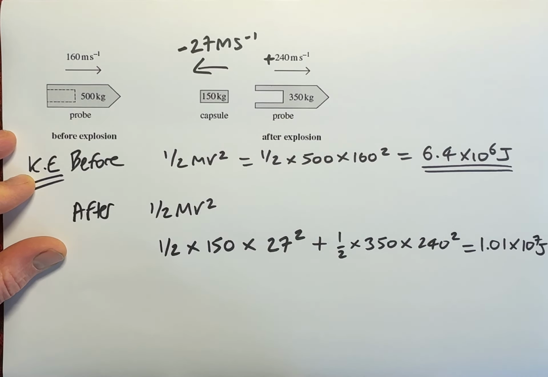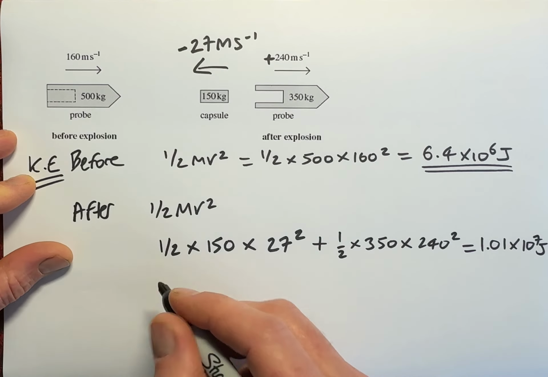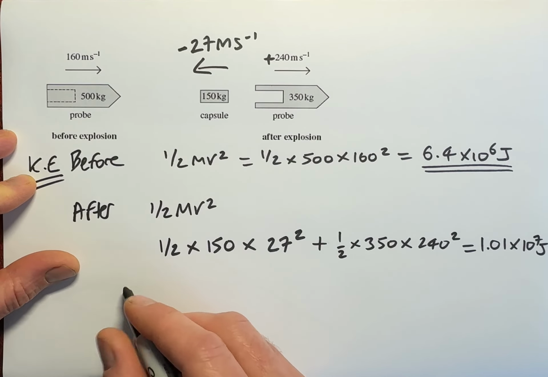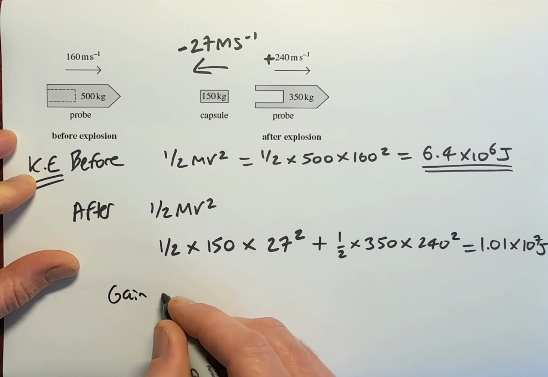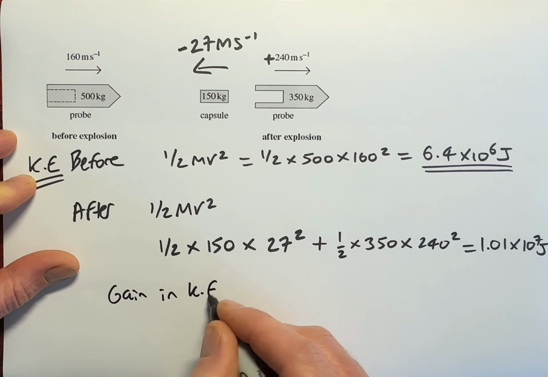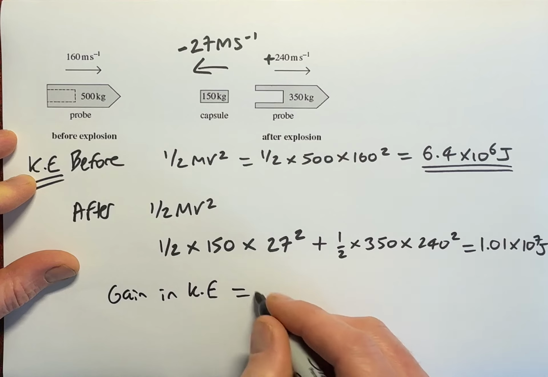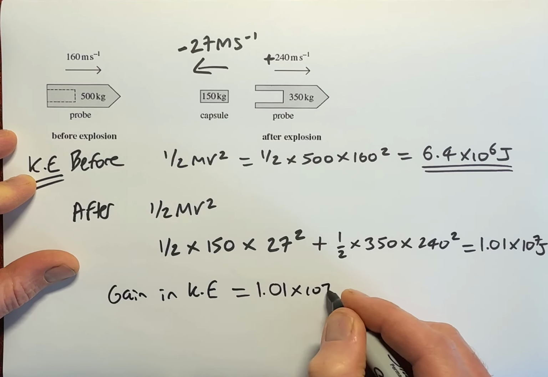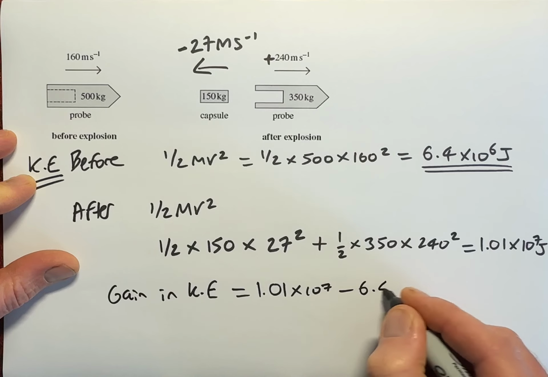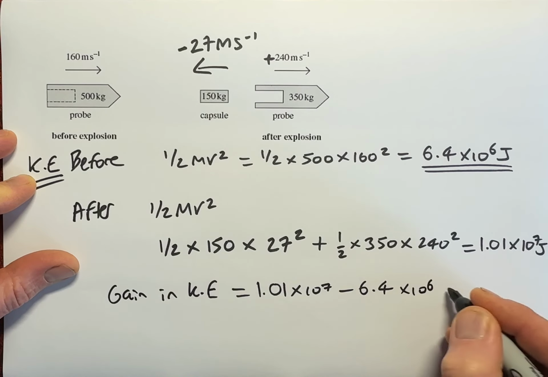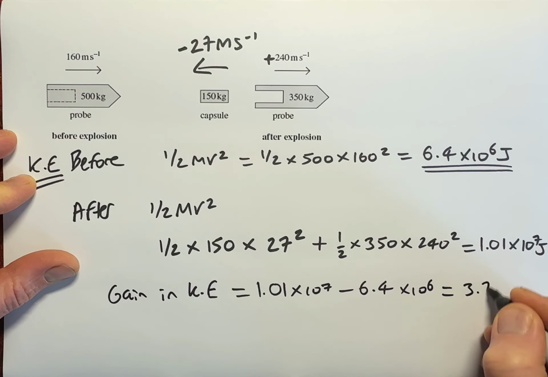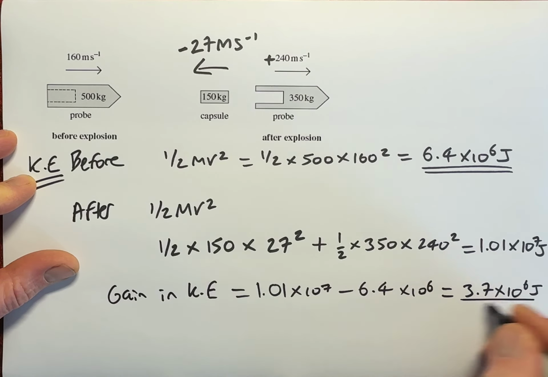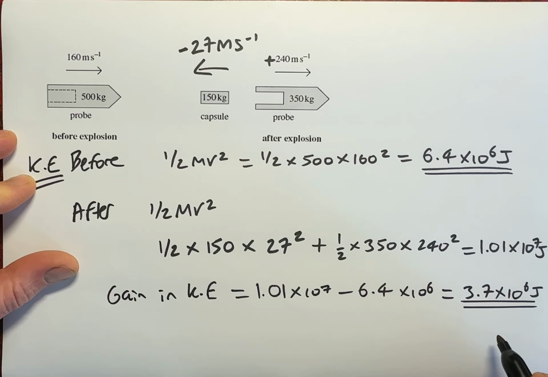All right. And that means that there's been a gain in momentum, or a gain, sorry, in kinetic energy. So the gain in kinetic energy is just equal to these two subtracted from one another. So 6.4 times 10 to the 6. So that gives us 3.7 times 10 to the 6 joules, okay? So that's the gain in kinetic energy.